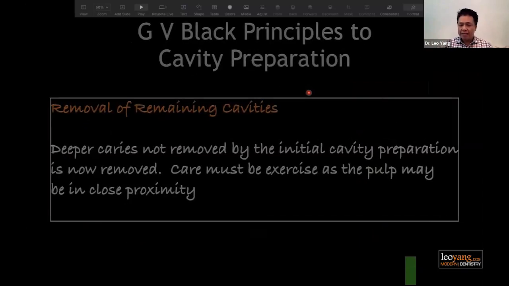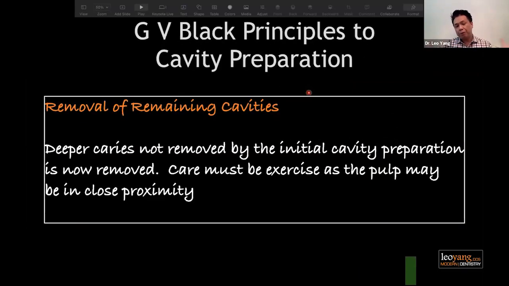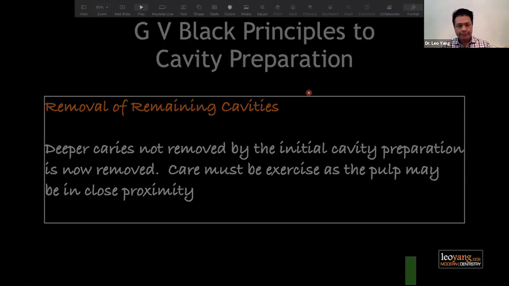The next thing will be removal of remaining cavities. After you finish prepping the initial outline, you will start chasing the decay. Deeper decay that is not removed by the initial cavity preparation is now removed at this stage. Care must be exercised as the pulp may be too close in proximity.